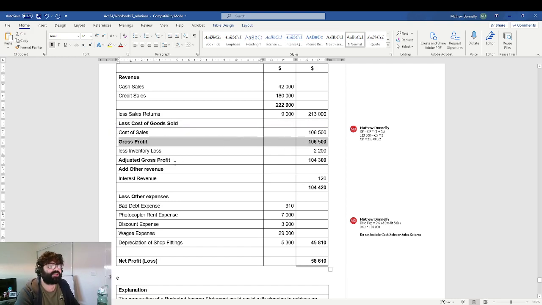Now, they did say gross profit. They didn't say adjusted gross profit. I think the safest bet, don't play here, play up here. Just play it safe is what I'm trying to say, okay?